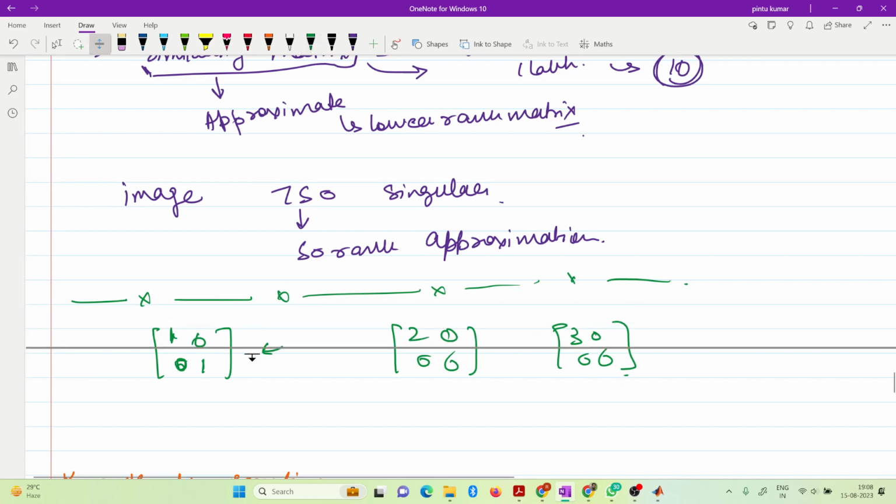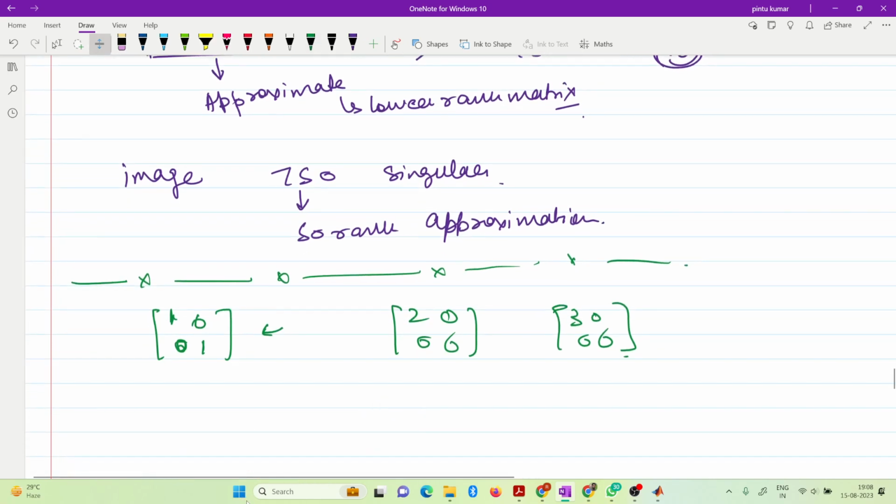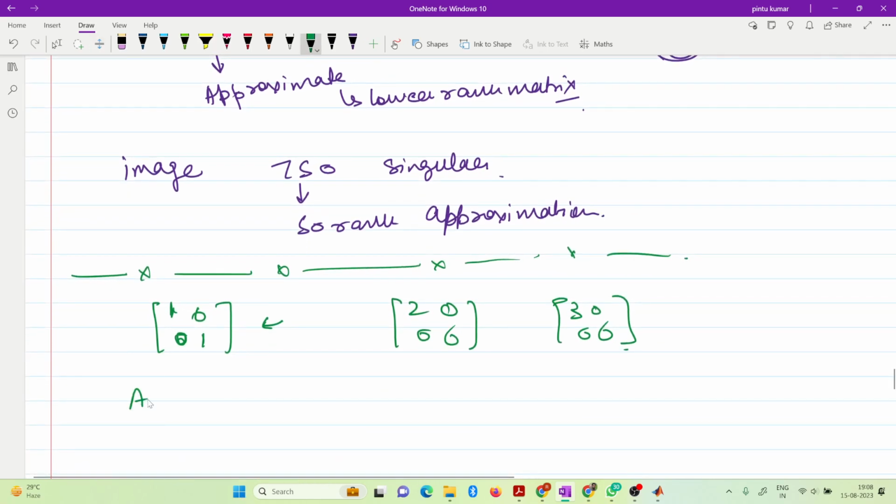So how do we do that? Let's say you have some matrix A, and this is the A approximation. Then you can find a norm of this difference, and that can be used to quantify how good or bad an approximation is.